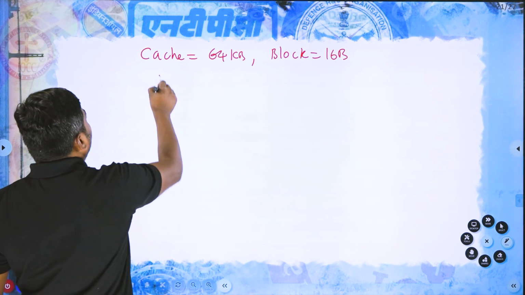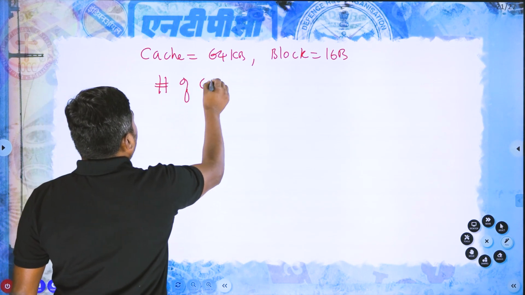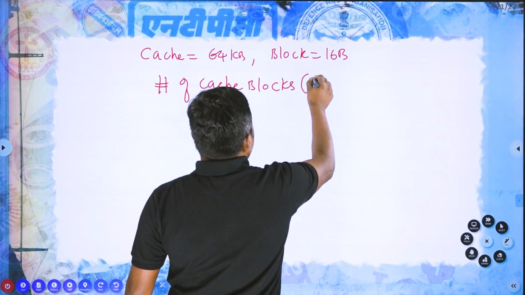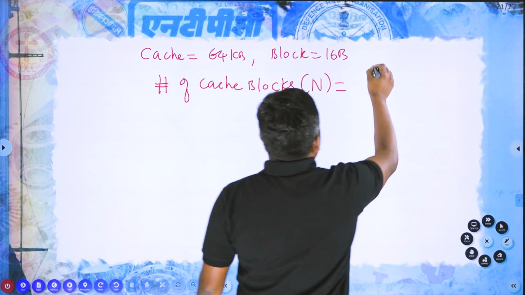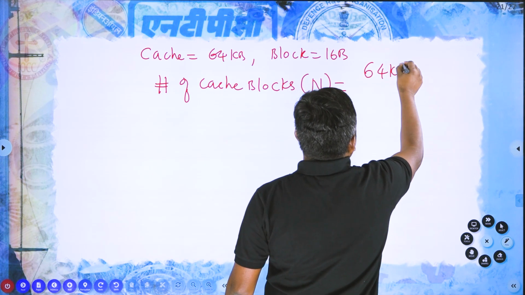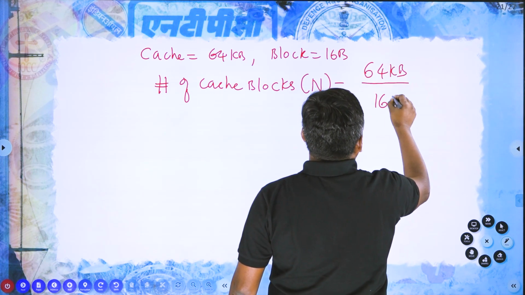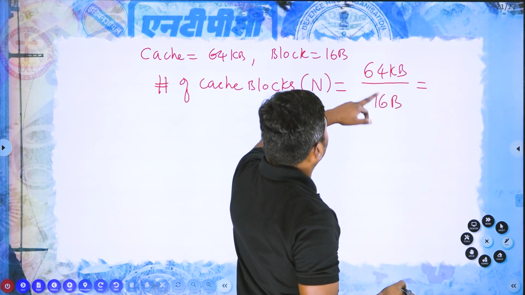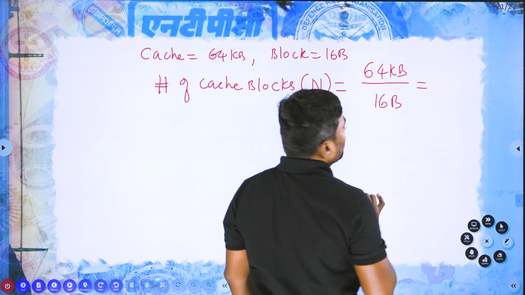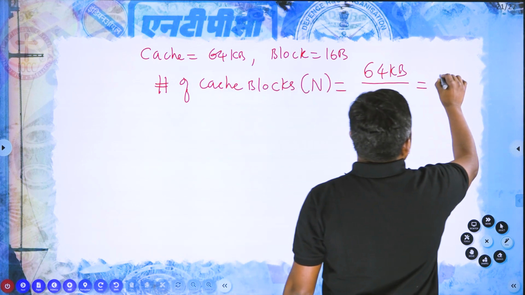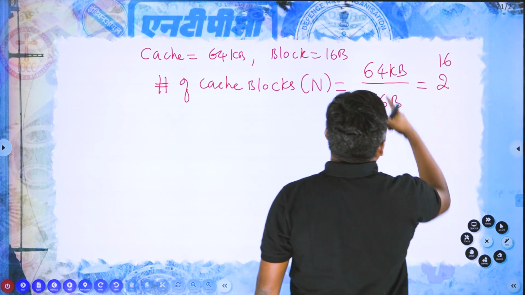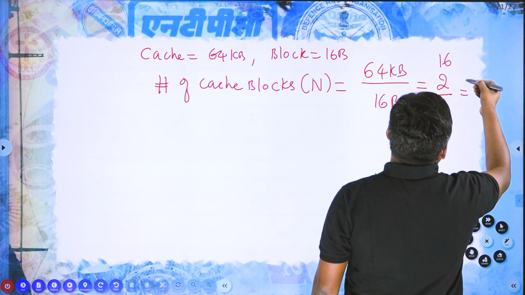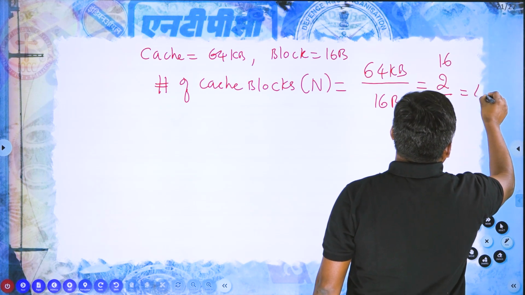Fine. So first of all, find the number of cache blocks. I represent it by capital N, same notation I'm using. So now 64 kilobytes cache size divided by the block size of 16 bytes. What is the answer? Bytes cancel, so this goes to 4K. Am I right? 4K only. Any confusion? Otherwise you understand. 2 power 16 divided by 2 power 4, subtract, gives 2 power 12. 12 is nothing but 4K only.